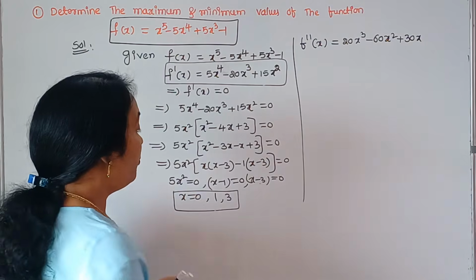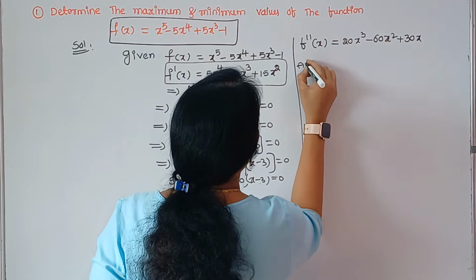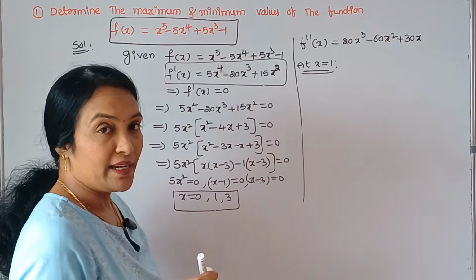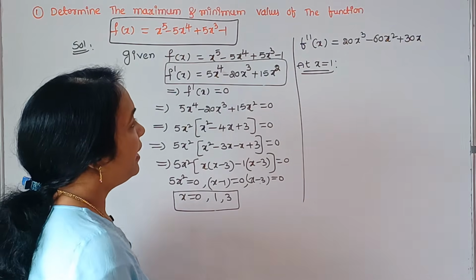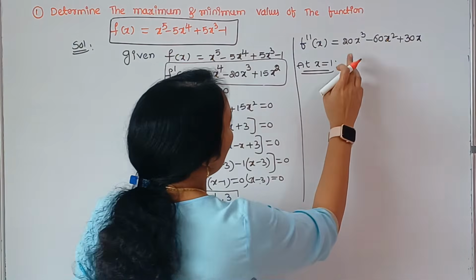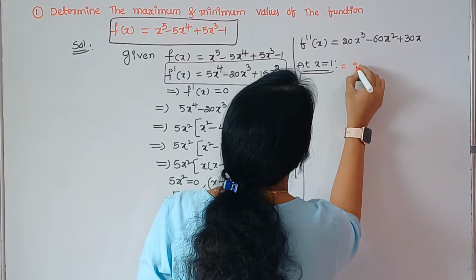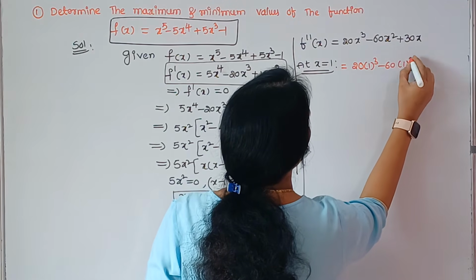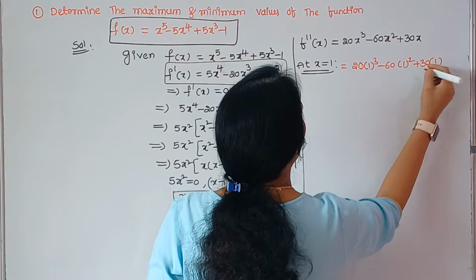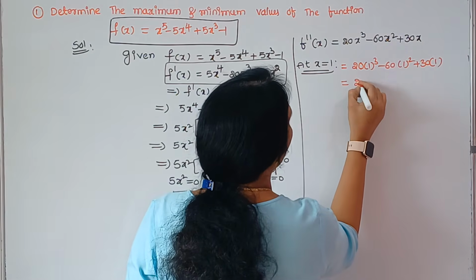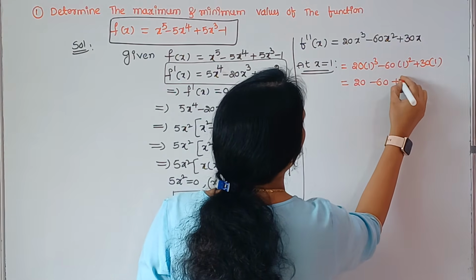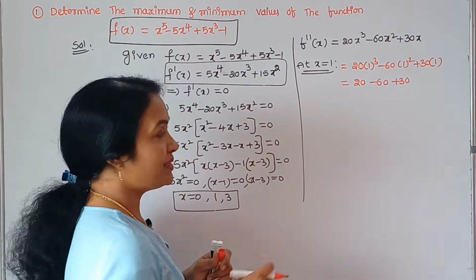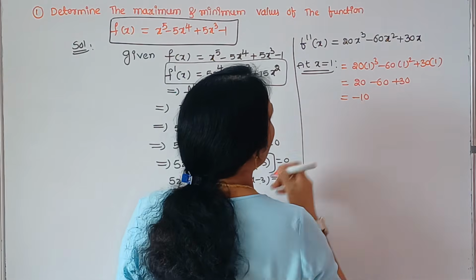Then after that, put x values, first find at x is equal to 1. At x is equal to 1, this is 20 into 1 cube, 60 into 1 square plus 30 into 1. What are the values? 20 minus 60 plus 30. 30 plus 20, 50. 50 minus 60 means I got minus 10.